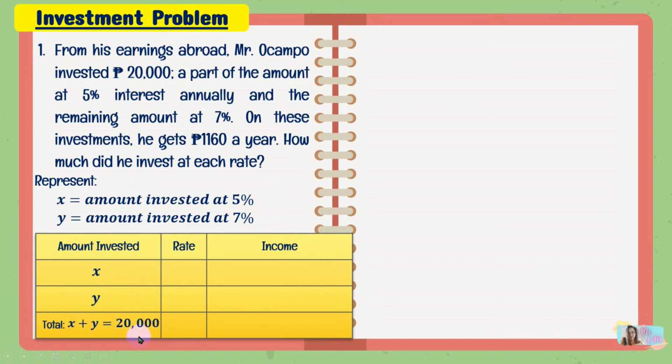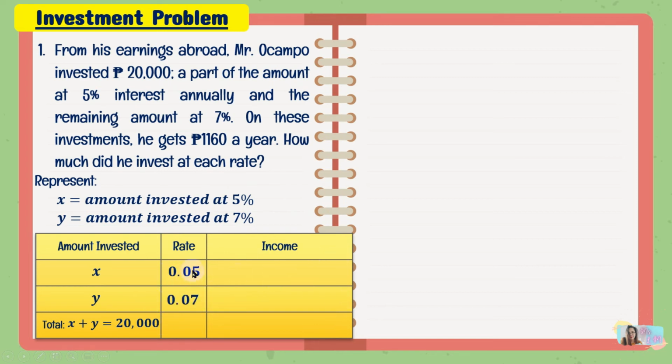Ang total po ay 20,000. So, pag pinag-add daw natin yan, 20,000 daw po yung kanyang investment. And then yung rate from 5% and 7%, we have to form this as decimal value. Kung natatandaan nyo po, to form this as decimal value, we have to divide this by 100 or move 2 decimal places to the left. So, magkakaroon tayo ng 0.05 and 0.07.